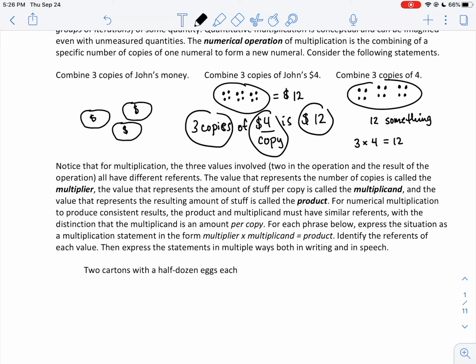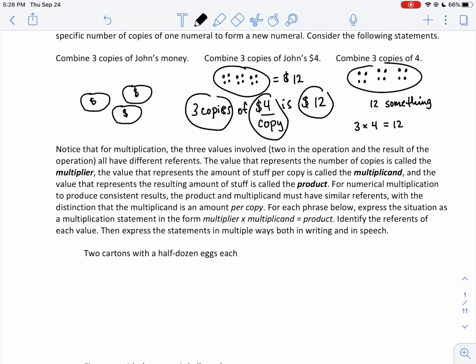So the ones that are most similar are the 4 and the 12, because they both refer to dollars, but the 4 has the extra distinction of that's $4 per copy. And the 12 does not have that distinction. But otherwise, the 4 and 12 are both referring to money and both measured in dollars.